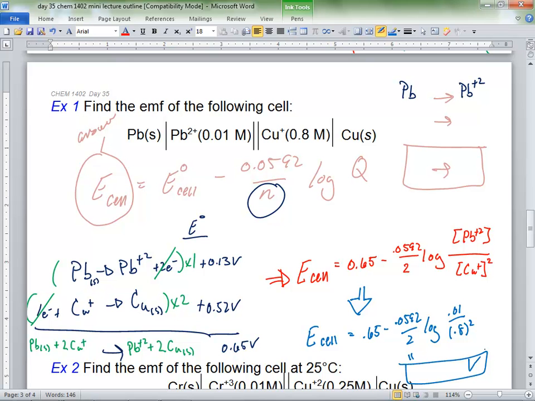Why is the 0.8 squared, and how do we know it? Because it's 2 Cu plus. It's products over reactants, so we leave solids out. But if you have a stoichiometric coefficient, it becomes the power.